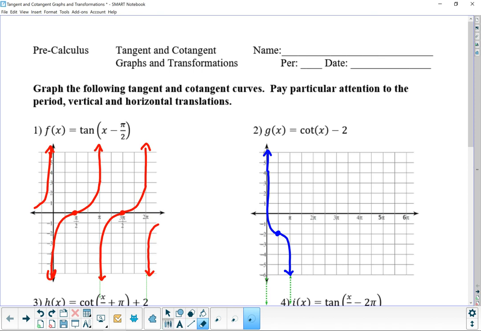I don't need to draw in my asymptotes because I think I'm pretty good. So it's going to be in the middle, right here. It's going to look like this, and it's going to look like this. So the next one's going to be right here, and the next one's going to be here, and then here, and then here. Right? So I'm just going to finish the rest.